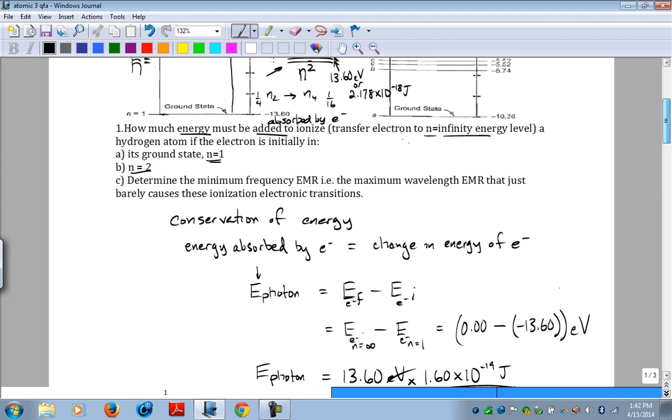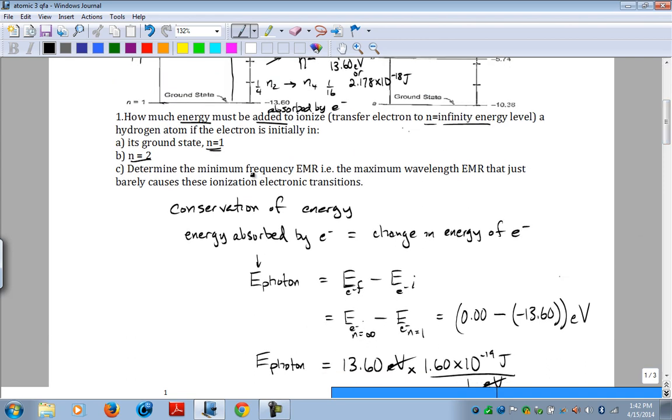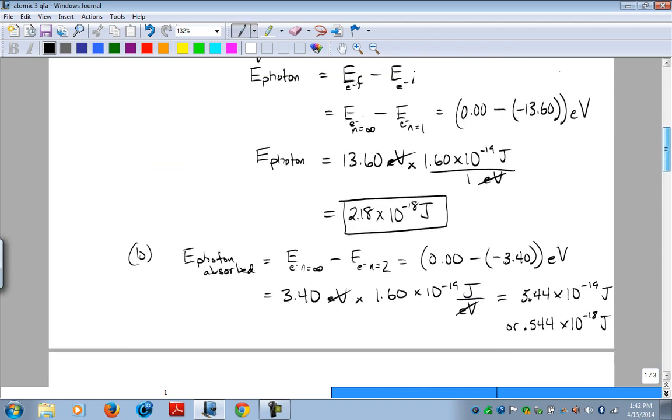Let's figure out what type of light that is, determine the minimum frequency electromagnetic radiation, or the maximum wavelength that just barely causes these ionizing transitions. So now it's just a matter of taking this photon energy and setting it equal to, by Planck's equation, hf or hc over lambda, and solving for the frequency and the wavelength. So we'll do these calculations.